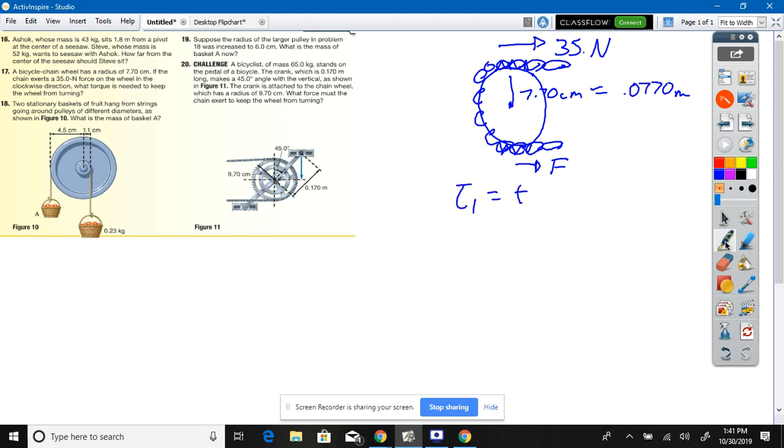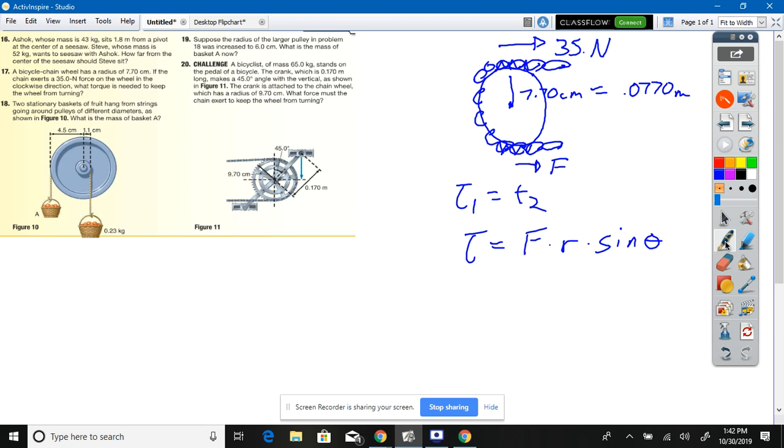Okay. Well, if they're balanced, then torque of 1 needs to equal torque of 2. Well, they already gave you the force, right? Yeah. But we want to know the torque. So that means all we need is just one equation. Force times your radius times the sine of theta. All right. Is the chain operating perpendicular to the wheel?